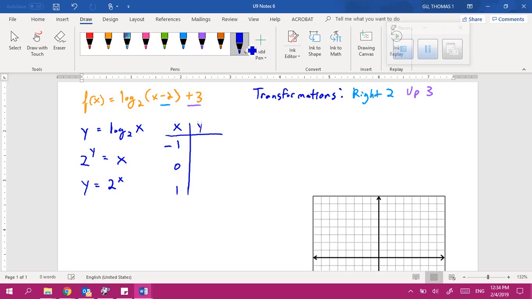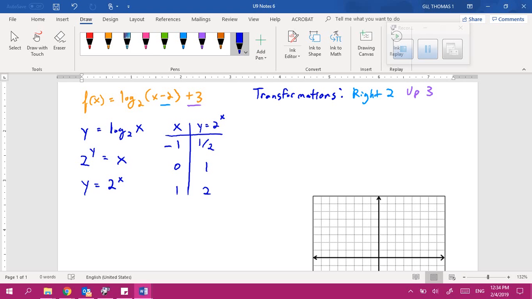It's going to be y equals 2 to the x, so whatever 2 to the x is. If I replace the x with the 0, what do I end up with? 1. 2 to the 0 is always going to be 1. You always, in the parent function, have the point (0, 1). So if I put in the 1 for x, what do I get? 2. And so if 1 gives me 2, -1 is going to give me 1/2.